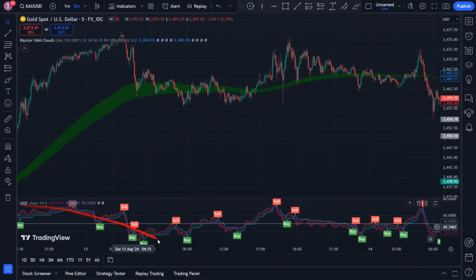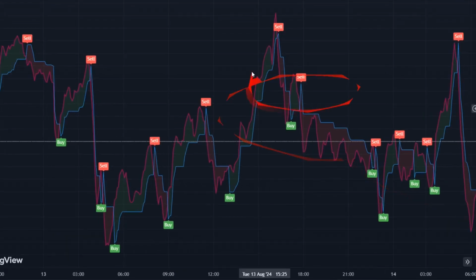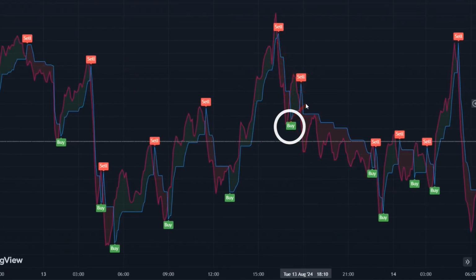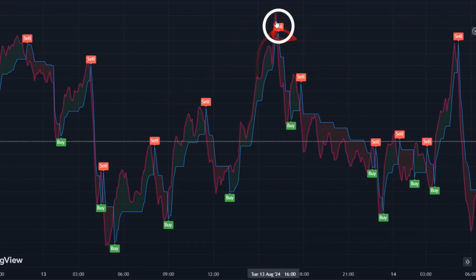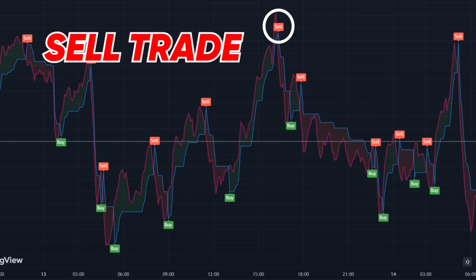This indicator doesn't require any special adjustments. You can use its default settings. This indicator generates buy and sell signals for us. At points where we see buy signals, we can enter buy trades, and at points where we see sell signals, we can enter sell trades.